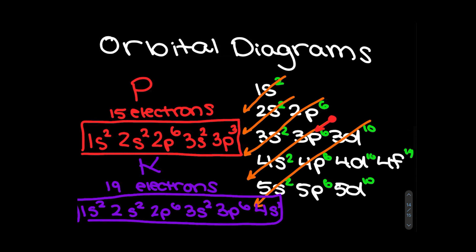And of course you can do this for any element on the periodic table. You will just have to start to use the f orbitals later on once you get down to the 4th row of elements.